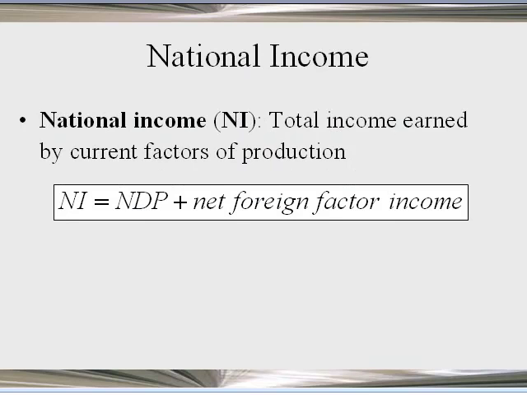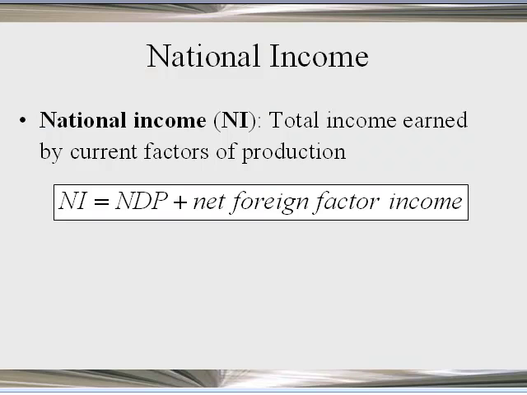So national income is the total income earned by the current factors of production. This is all the income that's available to us within our borders, plus any income that we earned outside the country. If we have invested in China, Japan, and other countries, what amount of money are we bringing back in? That is available to us for consumption. That is the other approach, NDP plus the net foreign factor income.